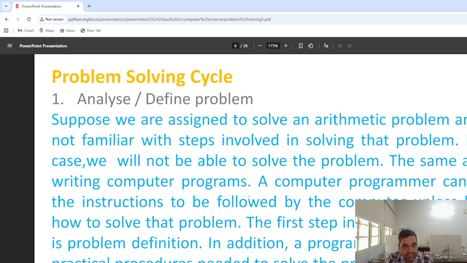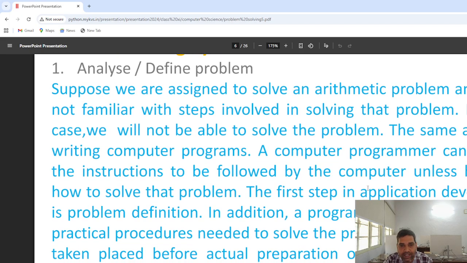Now suppose we are assigned to solve an arithmetic problem and we are not familiar with the steps involved in solving that problem. In such a case, students will not be able to solve that problem. If you don't know how to find the HCF and LCM and someone gives you the problem, will you be able to solve it? No. The same applies to writing computer programs. A computer programmer cannot write the instructions to be followed by the computer unless he knows how to solve that problem, unless he knows what algorithm is to be used for that problem.